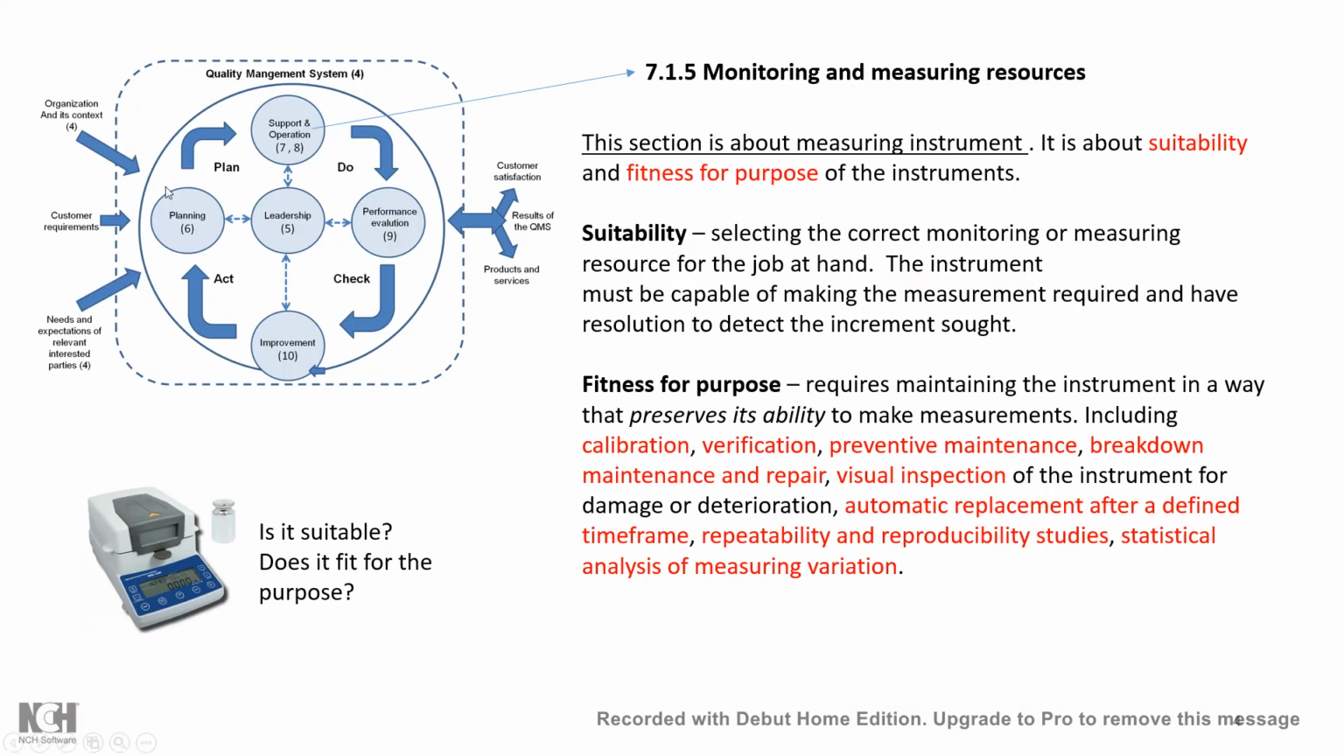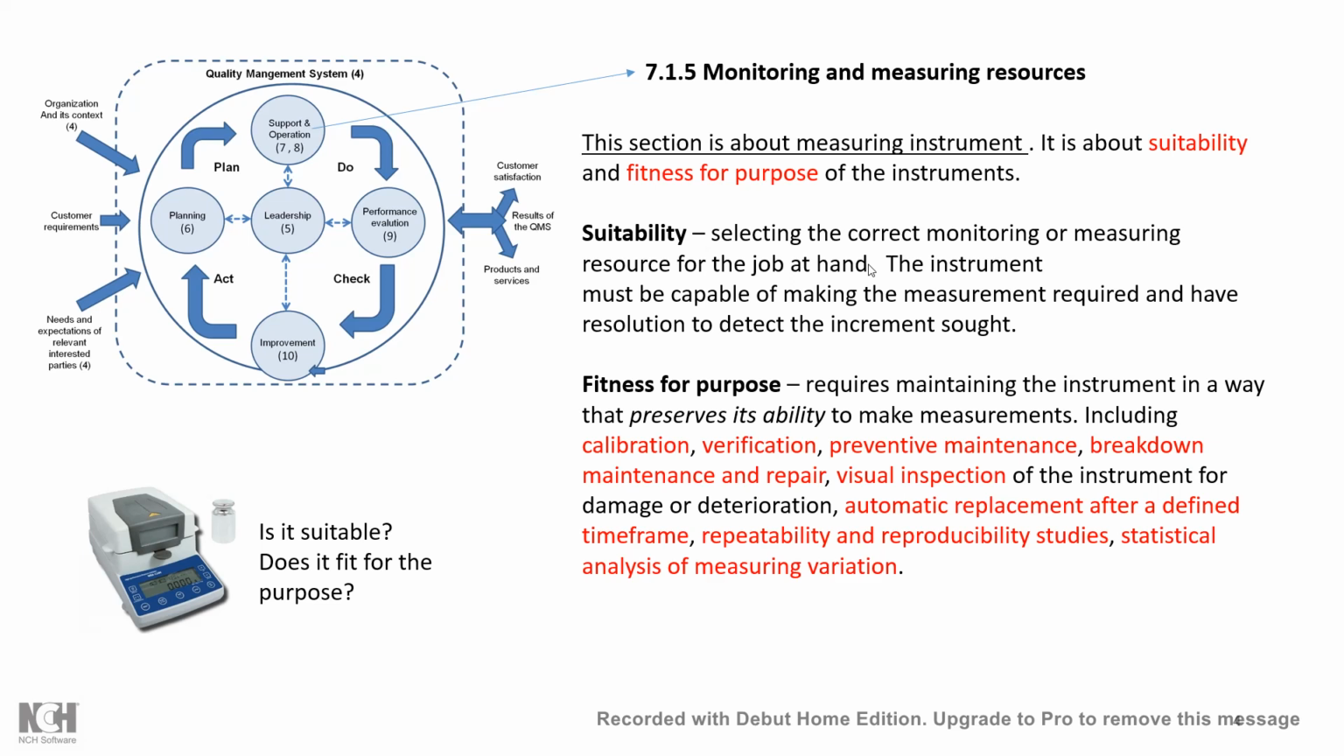So, you can recall, this is the standard 9001:2015. We are talking about 7.1.5 somewhere here, and this particular clause is about support. Yeah, so we want to support the operation, which is the production. In order to do that, we have to monitor the processes, and partly what we are talking about now is the instrument that we use for measurement of the parameters during the process. So the main question when you are talking about instruments is whether it is suitable and does it fit for the purpose. Yeah. So suitability is about selecting the correct monitoring or measuring resource. You must choose the right instrument capable of making the measurement required and having a resolution to detect the increment sought.